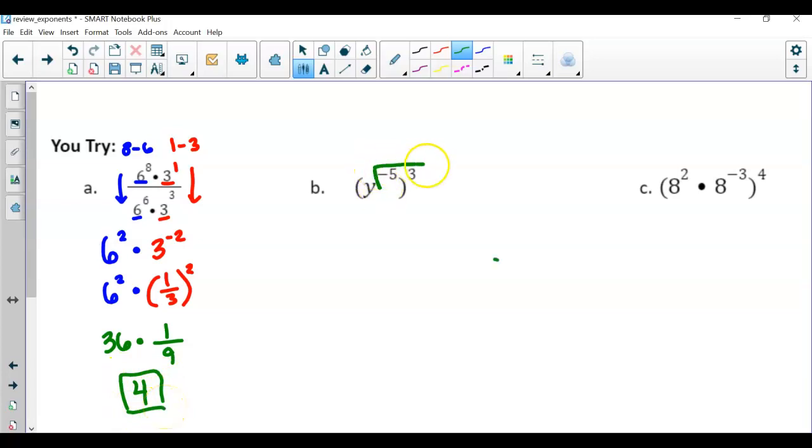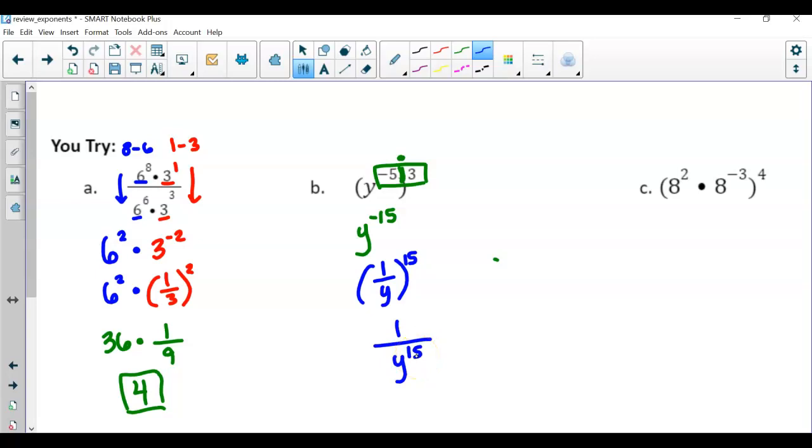Here you had power to a power, so what were you supposed to do? Multiply them. So this is y to the negative 15. But again, we have a negative exponent, so what's the reciprocal of y? 1 over y to the 15th power. Then you can simplify this more because that's 1 to the 15th, which is 1 over y to the 15th power.